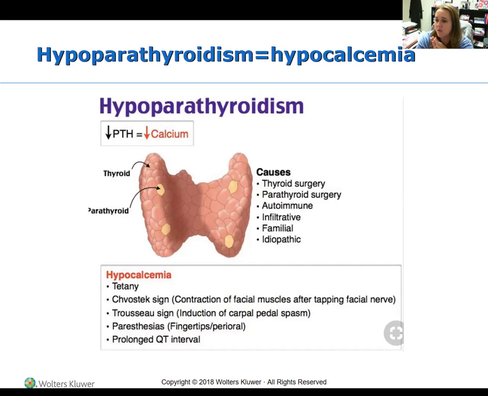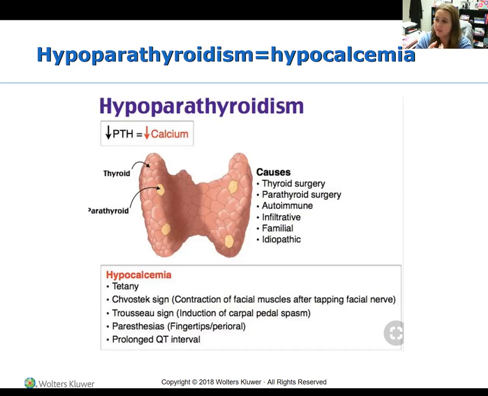So causes: autoimmune, so the body can attack the parathyroid gland just like it does the thyroid. Causes can also be thyroidectomy. When we take the thyroid out, we can accidentally remove the parathyroid glands, and then we're going to have hypoparathyroidism and low calcium levels. Remember when we said we were doing the post-op care for a patient with a thyroidectomy, we're watching for this, right? Because we could accidentally remove the parathyroid gland along with the thyroid. And then radiation therapy. If we're doing radiation therapy for thyroid, it can also damage the parathyroid.